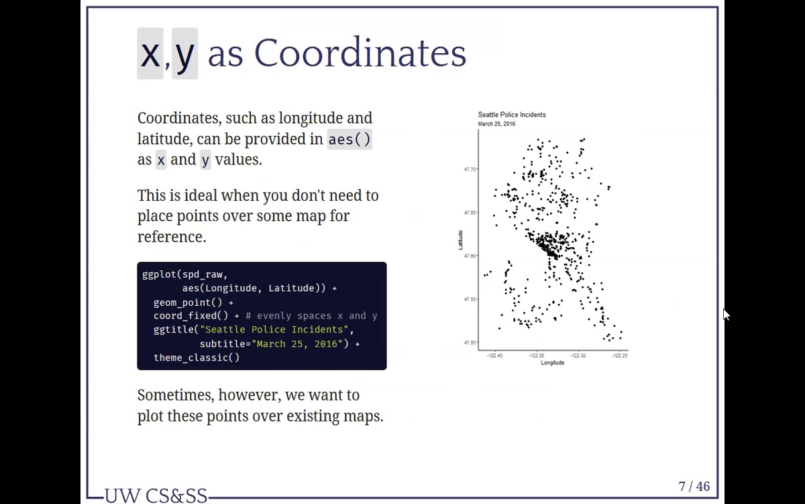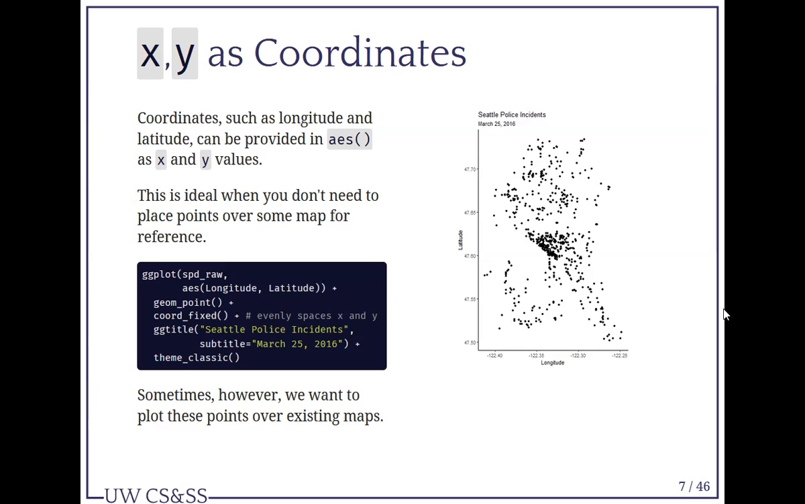Since we have the latitude and longitude, we can just plug them in as X and Y coordinates on a ggplot. So we can provide to the aesthetics the X and Y values, the longitude on the X and latitude on the Y. This is ideal when you don't need to place points over some map for reference. For instance, all of us have seen a map of Seattle, and we can kind of tell that this is a map of Seattle just looking at the way the dots are clustered and knowing what the data is like.